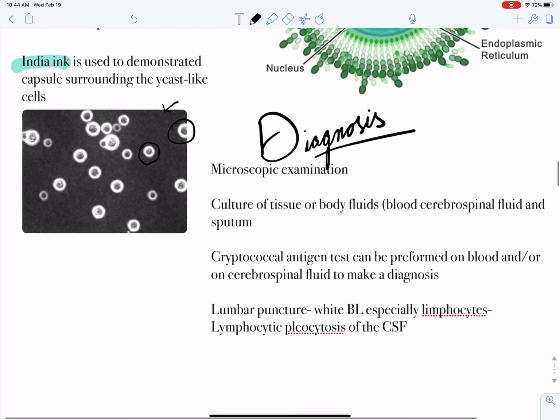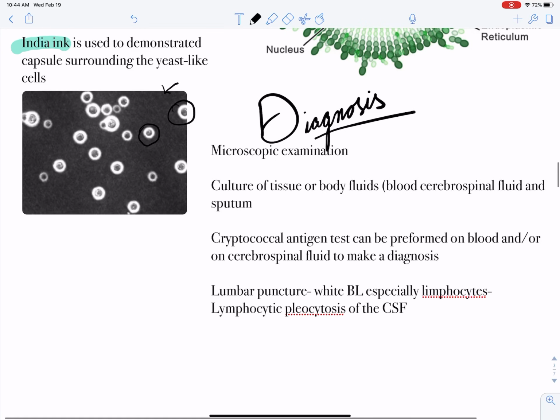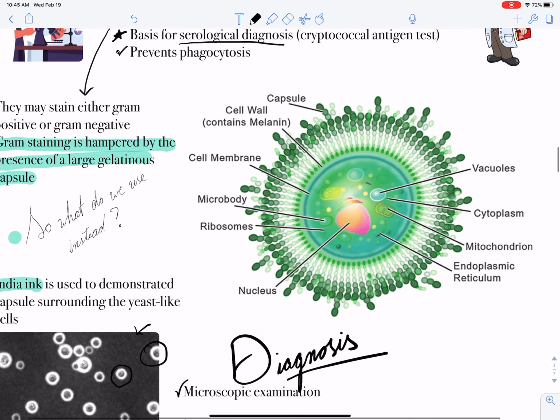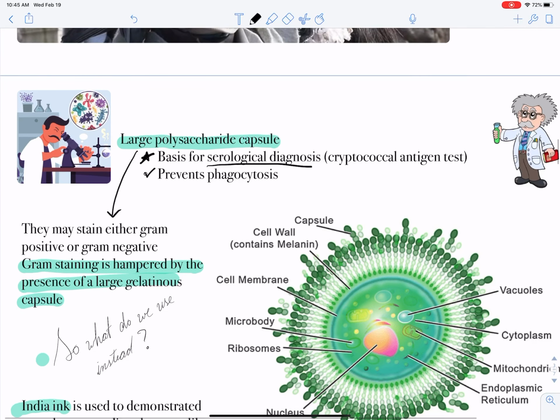So how do we use these for diagnostic testing? We're going to do microscopic examination. We can also culture tissue, body fluids, such as blood, cerebral spinal fluid, and sputum. So right here, we have the cryptococcal antigen test, which I said we would mention in just a second. So this can be performed on blood or cerebral spinal fluid. So let's scroll up a little bit. So this test uses the large polysaccharide capsule, which is going to be shed into the surrounding fluid, which is what we test for.